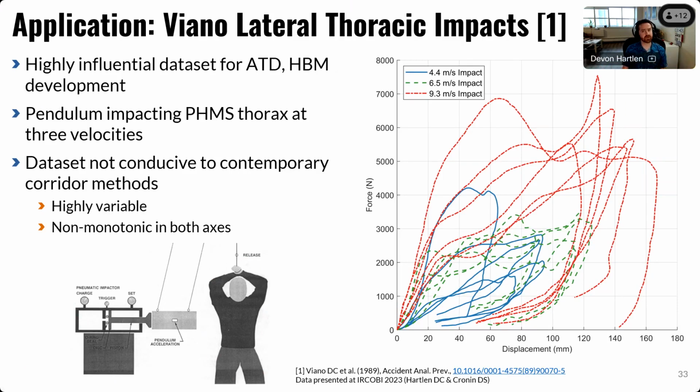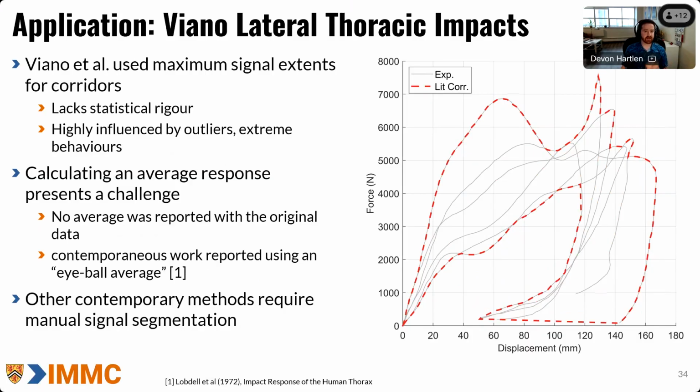To develop corridors historically, there's been a number of different options. Viano et al. published the maximum signal extents as the corridors, which you can see on the right-hand side here, which is basically just the outer envelope of all possible signals. This kind of works well to capture sort of an extreme degree of variability, but it lacks a certain degree of statistical rigor, and it's highly influenced by outliers and extreme behavior. And calculating an average is even another challenge, where no average was actually reported with this data.